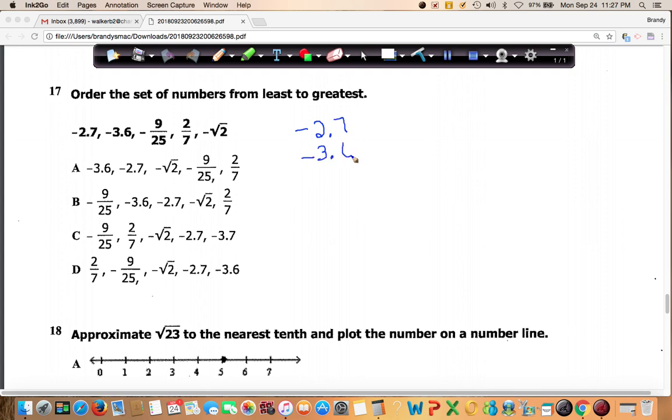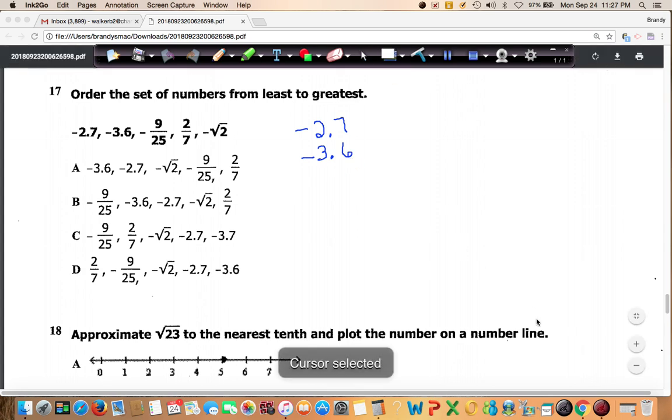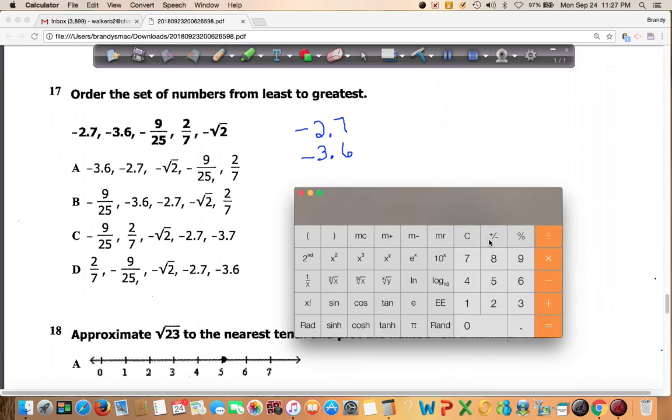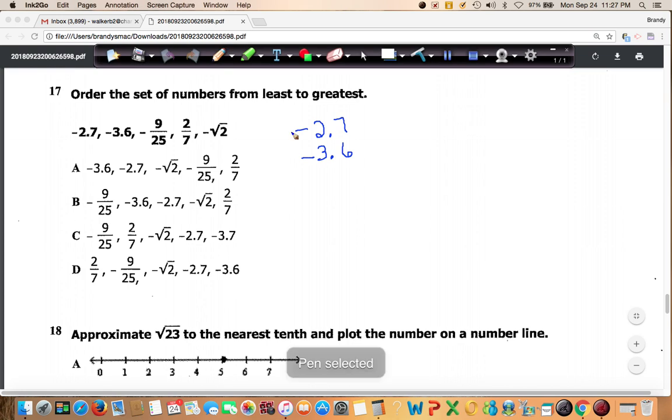Make sure that you divide them, right? So if we have, what is that, 9/25? You say 9 divided by 25, and then hit the negative sign at the end. And you can get a negative 0.36.